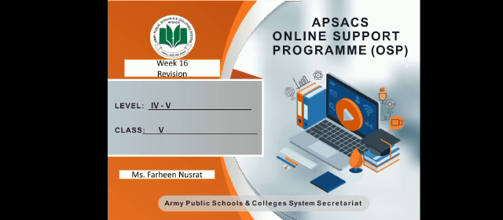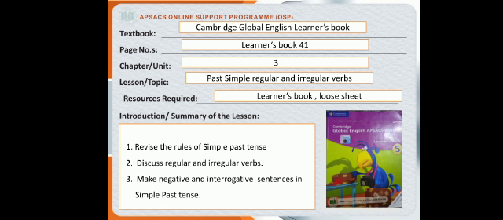This is week 16 of English language of class 5, OSP round 3. Textbook: Cambridge Global English Learner Book, page number Learner Book 41, Unit 3. Topic: past simple, regular and irregular verbs. Resources required: learner books and loose sheets.